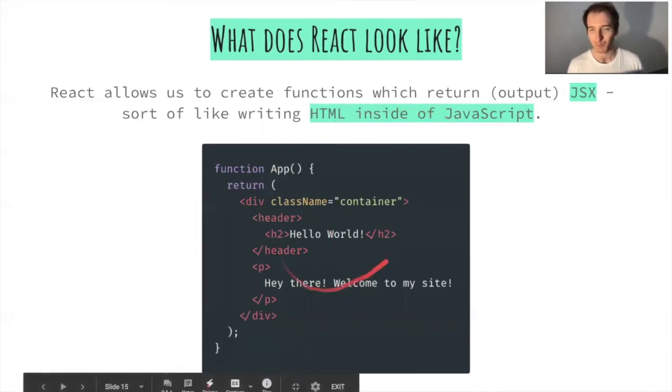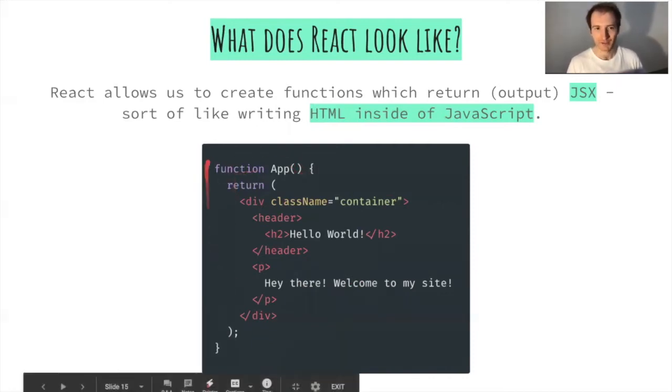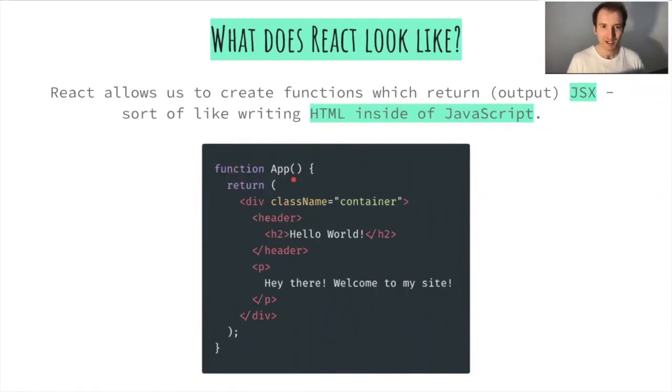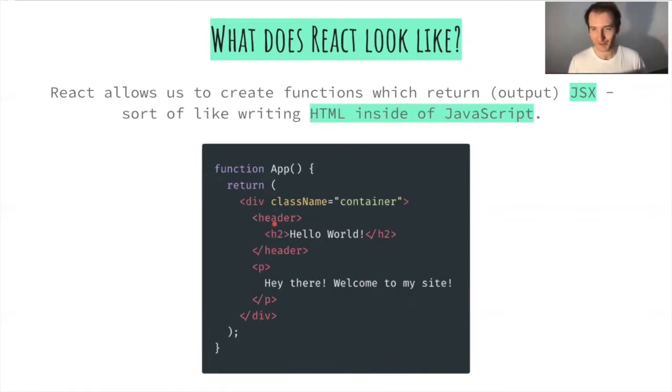This is a block of React code. So you can see that it's technically JavaScript because this is all wrapped inside of a function. But we're returning HTML. So this style of code, returning HTML within JavaScript, this is called JSX. So I think it stands for JavaScript X. I think this is how it got its name.